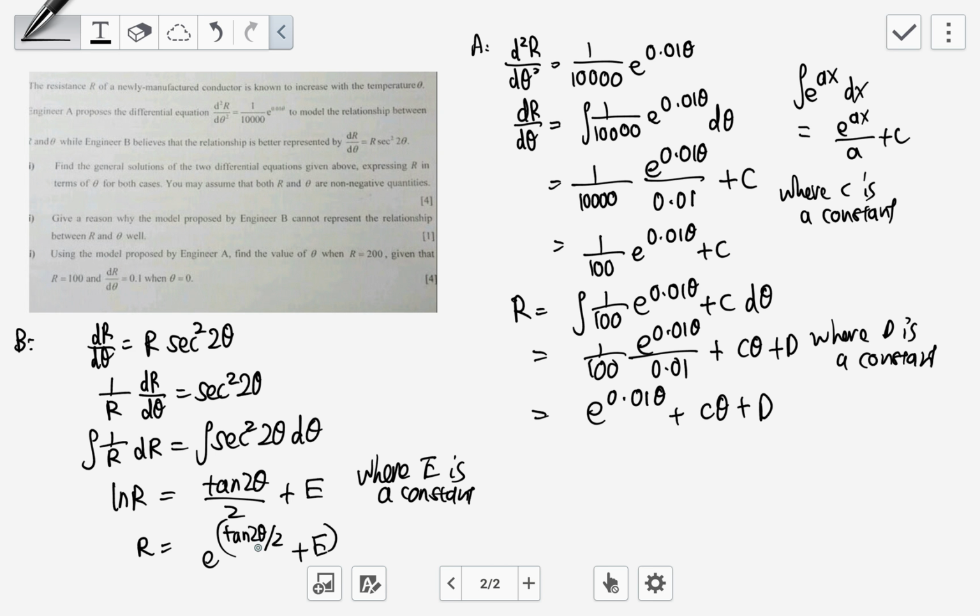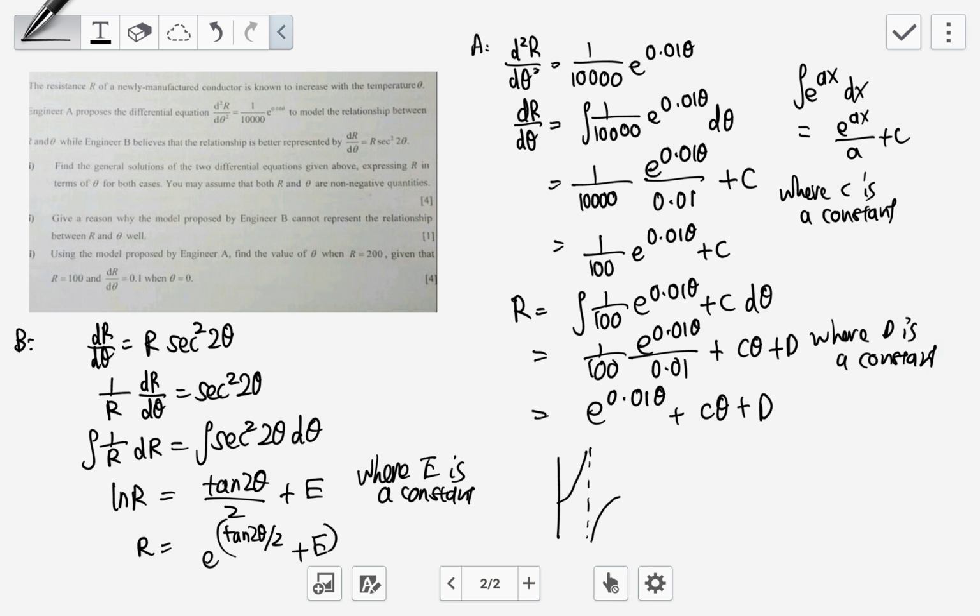Now we know that for some values of theta, the tangent of theta is undefined. Correct. So for example, the tangent graph looks like this, and there are points where it is undefined.